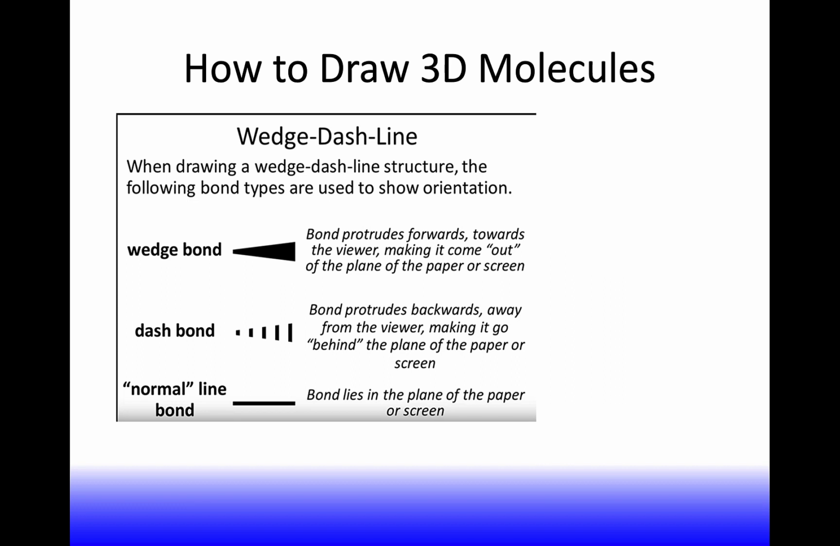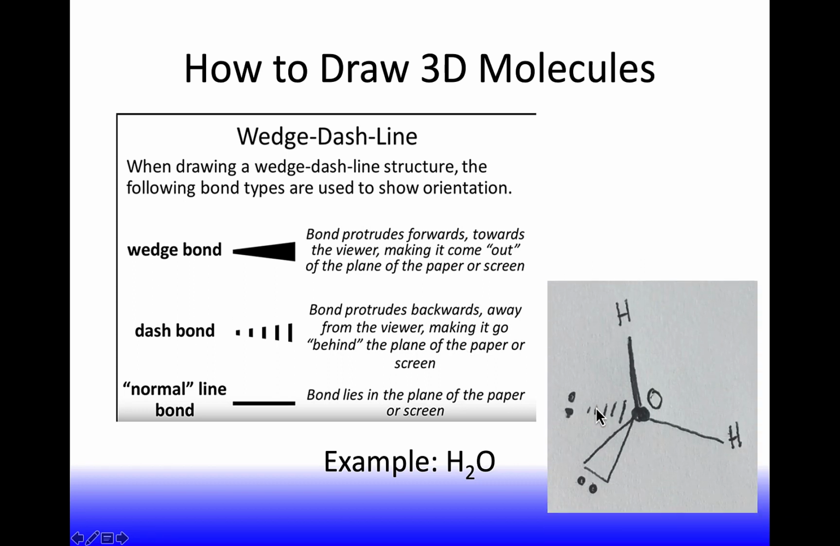Now, this will be something that I'll probably go over again when I get back: how to draw 3D molecules, or make a 2D sketch of a 3D molecule. A solid wedge means it protrudes towards you. If it's going away from you, it starts out broad and gets smaller as a dotted line. And just in the plane of the paper is a normal solid line. So to give you an example, let's take a look at water. That's what water would look like.